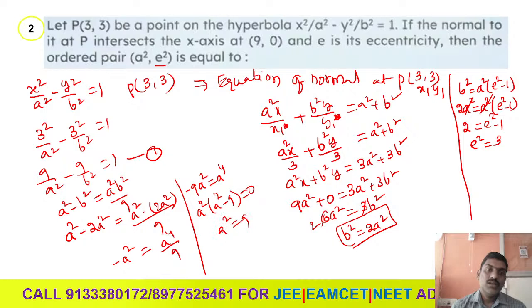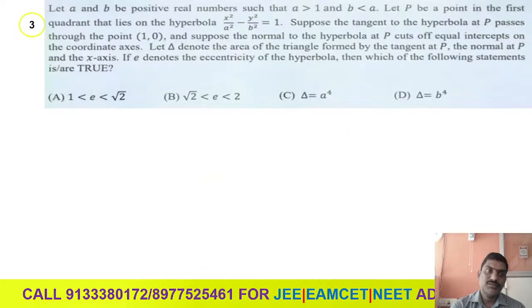Here they are asking what is a square comma e square. So a square comma e square is equal to 9 comma 3. That's it. Clear? Okay, let us see the next question.